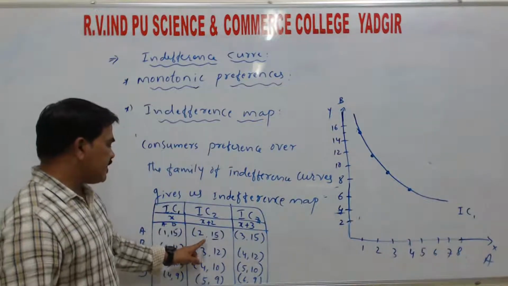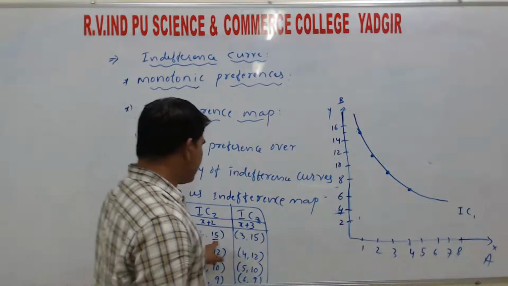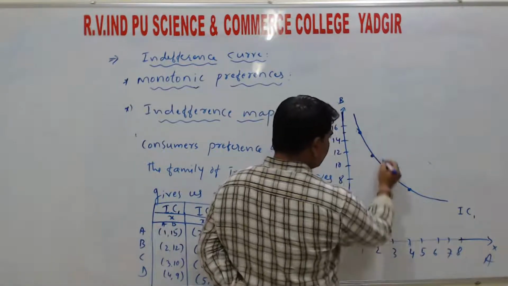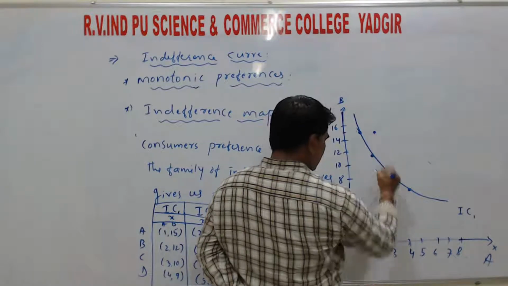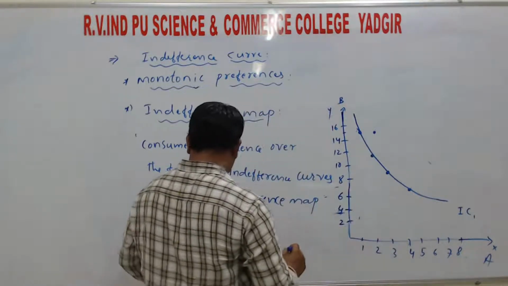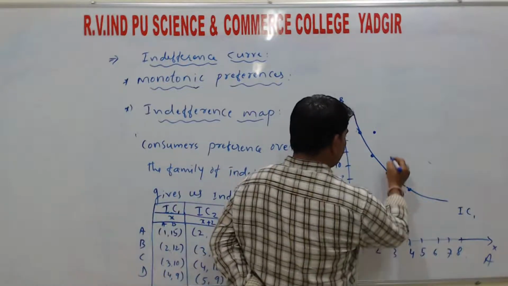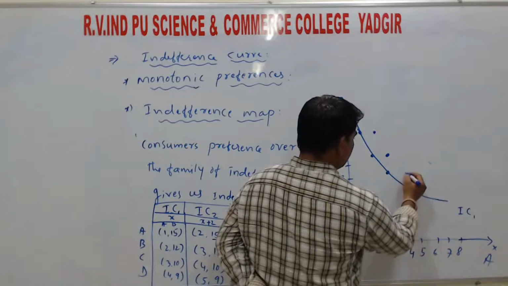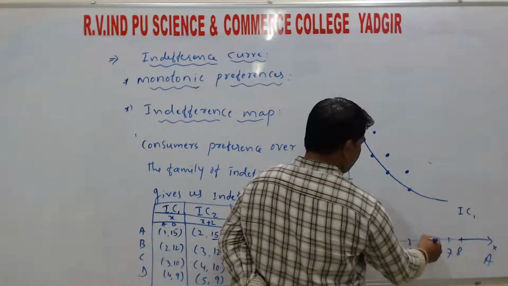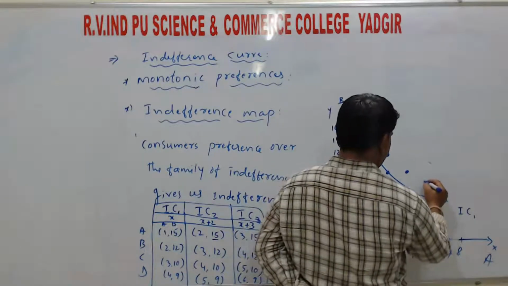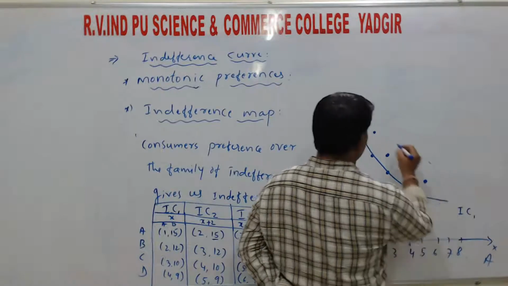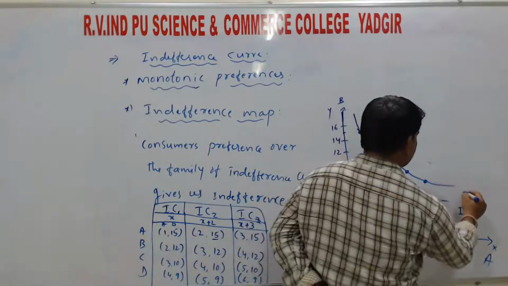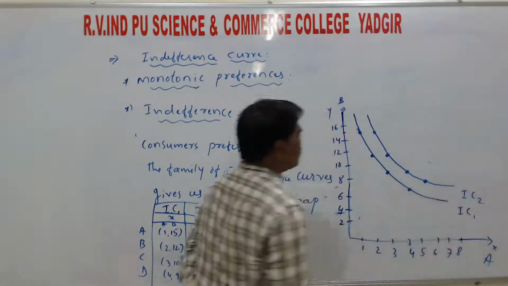Now I'll try to find the second one. 2 apples, 15 bananas. So here it is. 2 apples, 15 bananas. 3 apples, 12. 4, 10. 5, 9. If I draw the curve, I'll get it like this, and this is IC2.